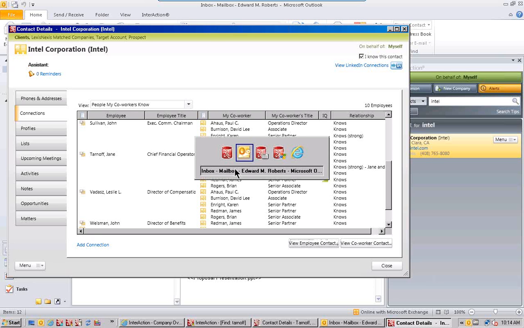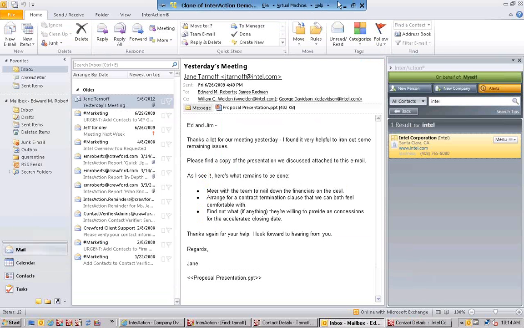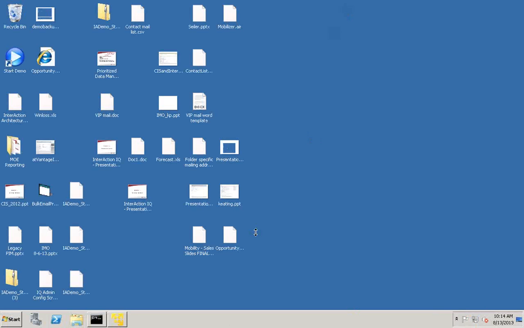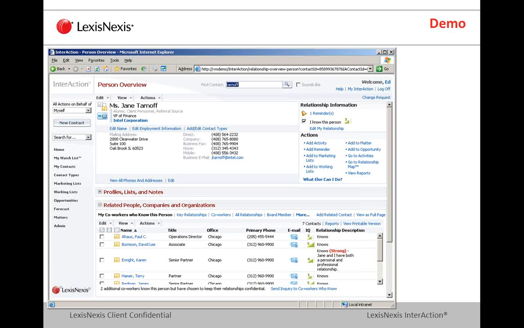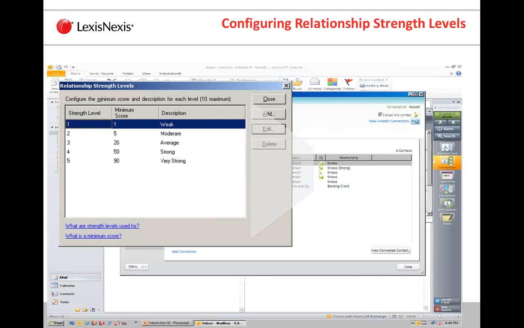Let's go back and talk a little bit about how all this information gets to InterAction. And that is the configuration side. One of the things when we were looking at the IQ score, one of the things in the administration screen is I can go ahead and configure it saying, you know what, these are my strength levels and these are the descriptions I want to use.